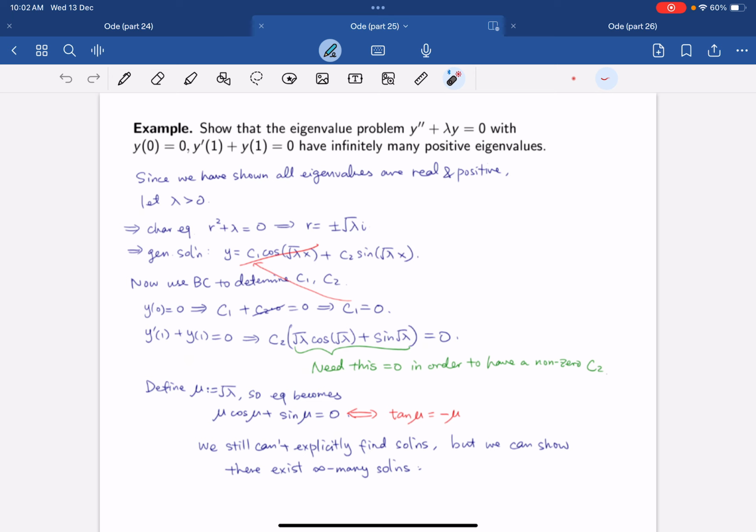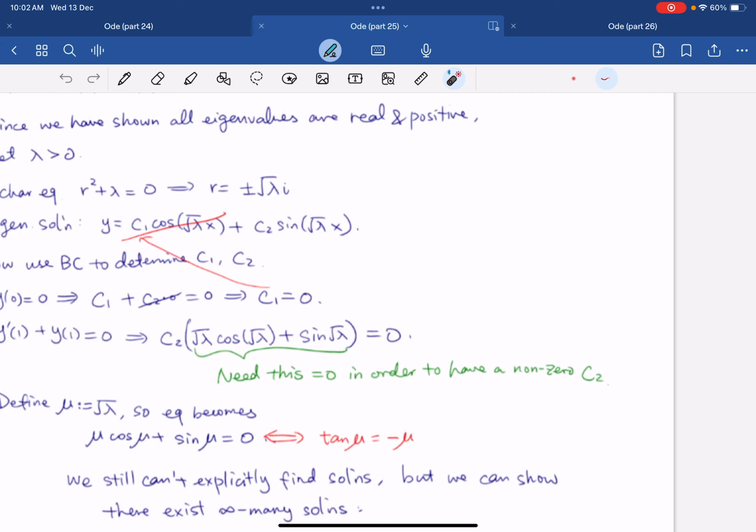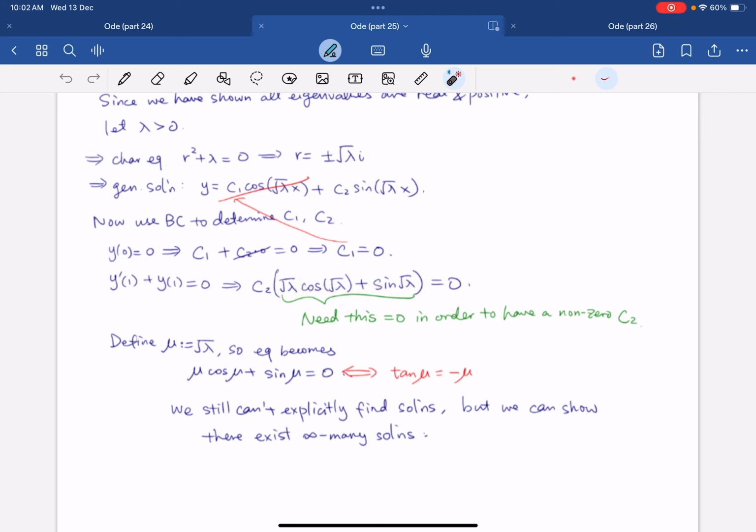Then we can use the boundary conditions to determine C1 and C2. When you sub in 0, you get C1 equals 0, but when you sub in the other boundary condition, you get that C2 equals this whole chunk. To ensure non-triviality, C2 cannot be 0, so this part must be 0. That means I have to solve this equation. We let mu equal the square root of lambda to make it a bit nicer, and we get that tangent mu equals minus mu.